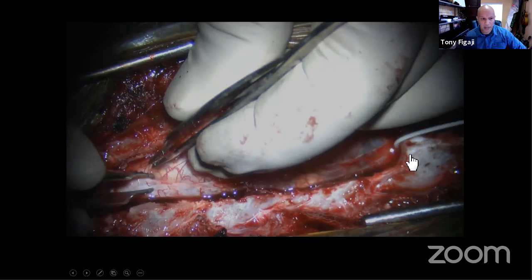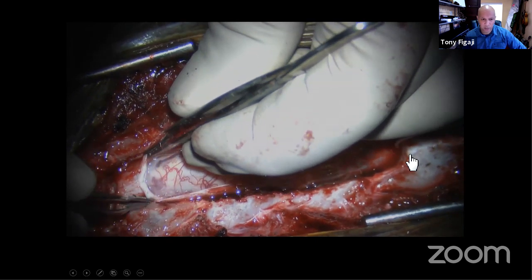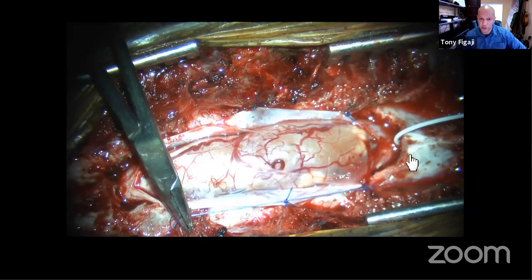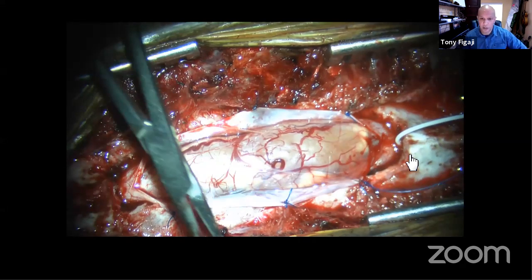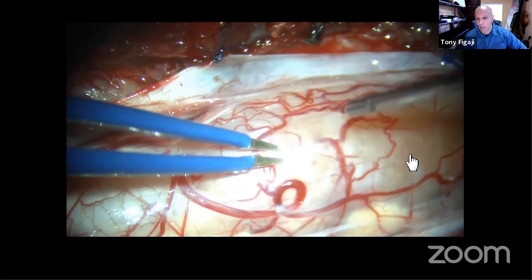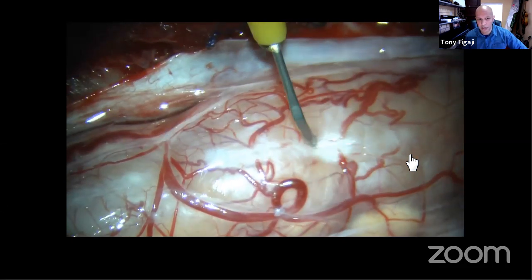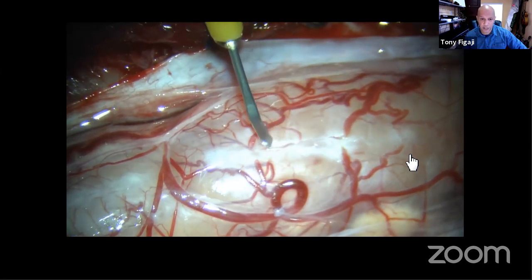And then I like to tent the dura back. Some people like to put sutures on and hang them over with an artery clip. I prefer to tent them. It gives you very good lateral retraction. Couldn't appreciate the midline, so we had to make a decision between the dorsal root entry zones.